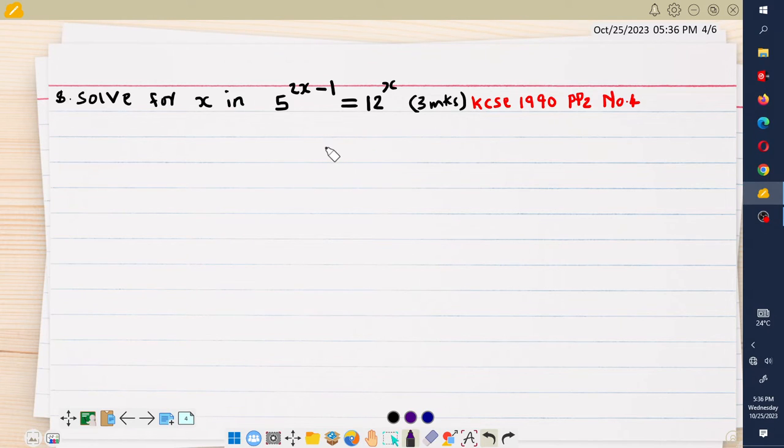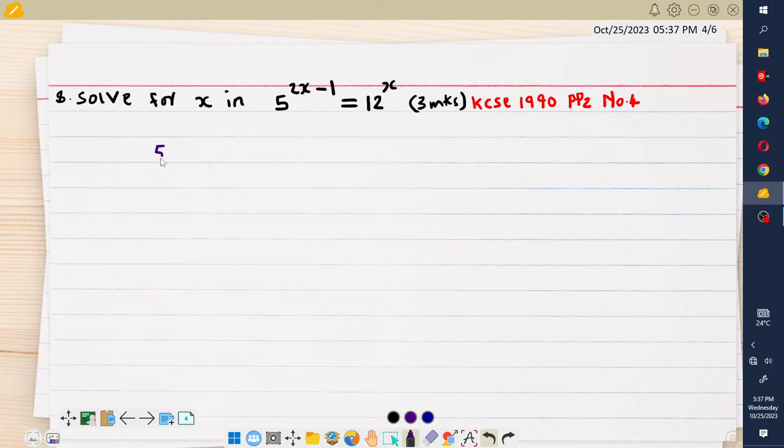Then we look at our 8th example, which is also a past paper question done in 1990, paper 2, question number 4. So it reads, solve for x in 5 to the power of 2x minus 1 is equal to 12 to the power of x. Now for this case, it is not possible to put the numbers to a common base. Therefore, what we are going to do, we are going to introduce log to base 10 on both sides. This is a concept which is taught in Form 3.